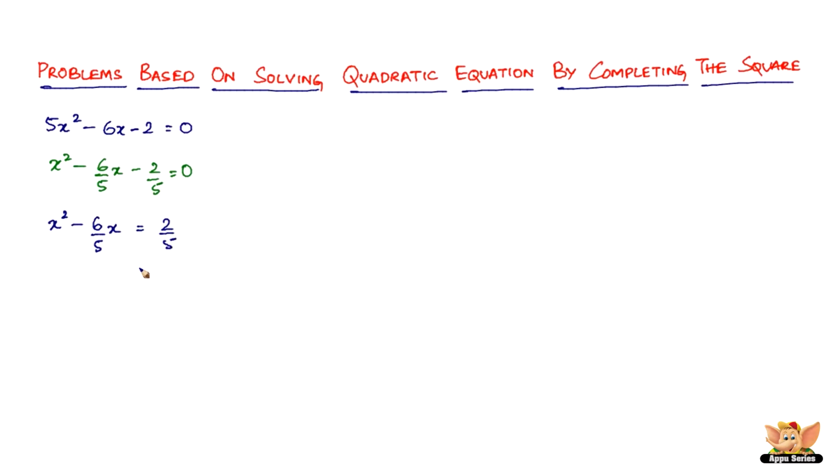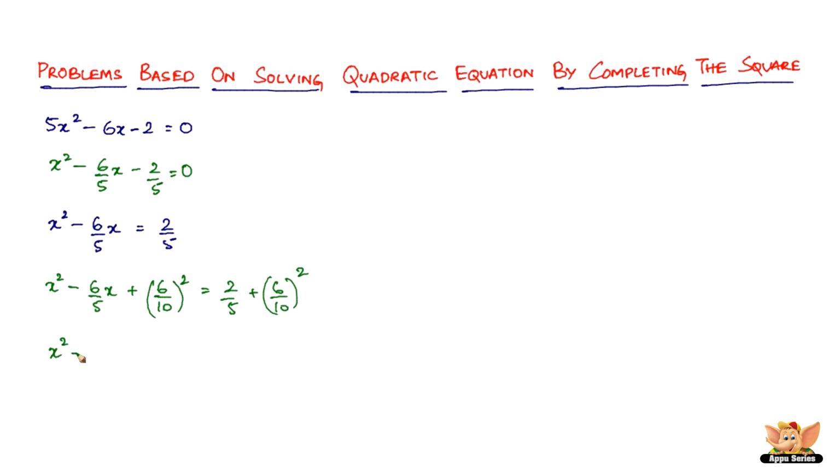So the next step is adding the square of half of the coefficient of x on both the sides, right? So we've got x squared minus 6 by 5x plus square of half of the coefficient of x. So half of 6 by 5 is 6 by 10, and that squared should be added to both the sides. So 2 by 5 plus 6 by 10 the whole squared. So remember, this step is not done. You need to modify a little here to make it in the form of a minus b the whole square.